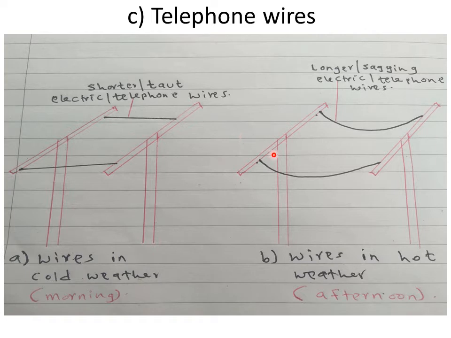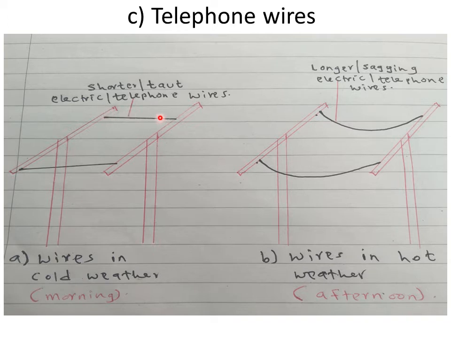So to avoid that, we usually fix the wires hanging or sagging, or loosely fixed. This is to allow room for contraction. So in the morning or during cold weather, this will be the appearance of the wire. The wires appear to be shorter or taut because they have contracted. When the temperatures are low, the wires contract, thus they appear taut.